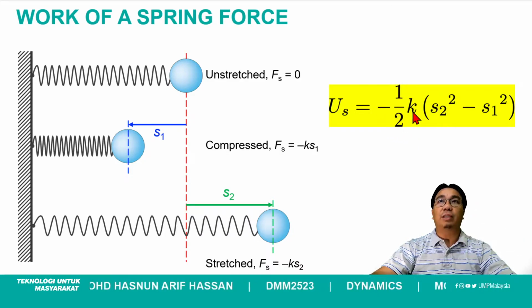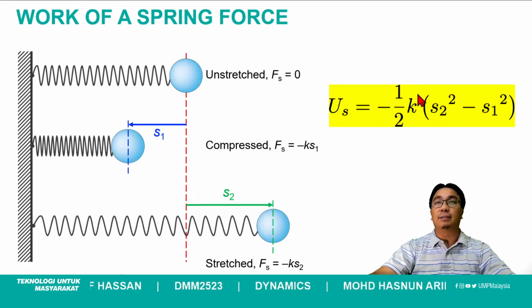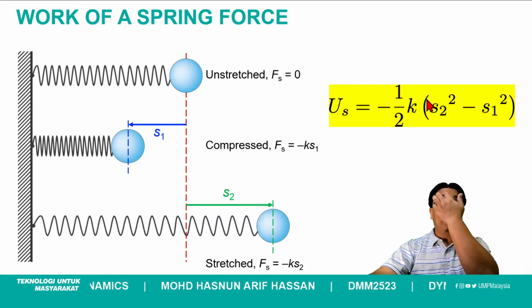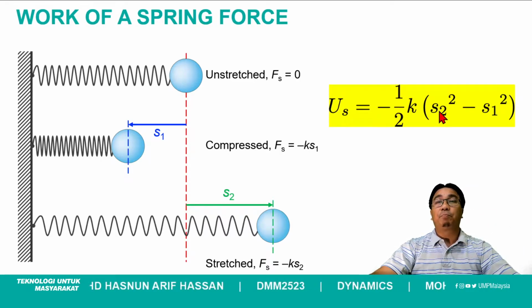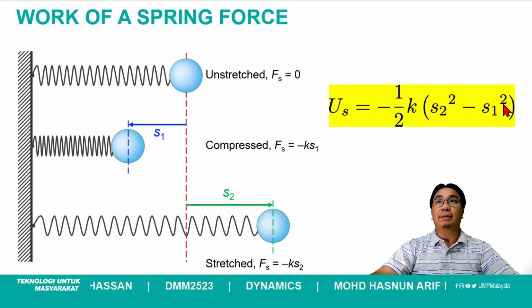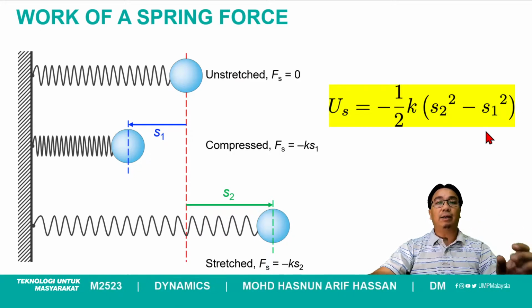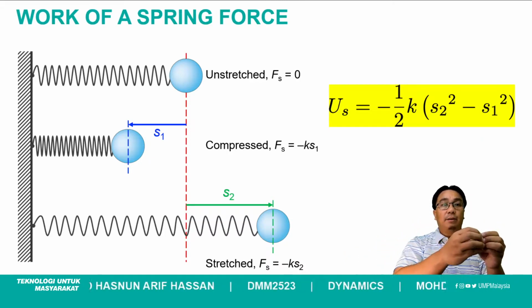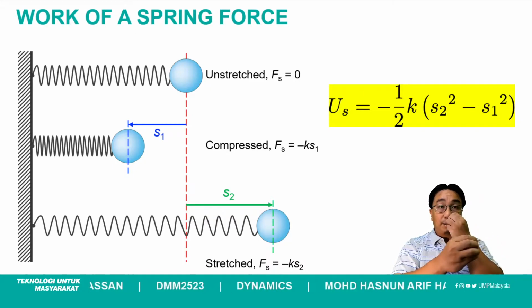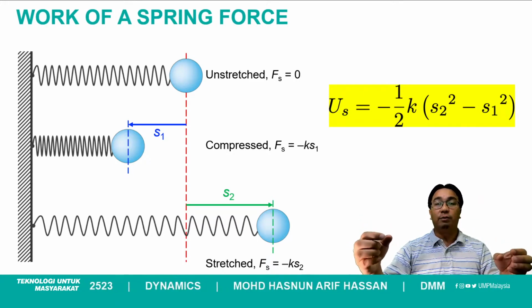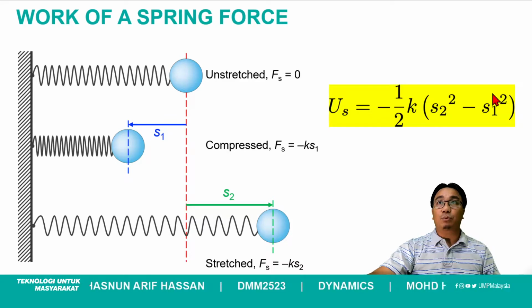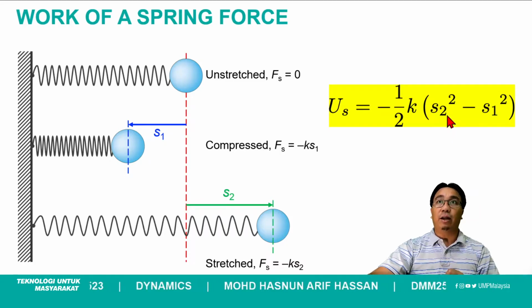Minus 1 over 2 times K. Earlier I already told you K is the spring constant. So minus half times spring constant, multiply with S2 square minus S1 square. S2 minus S1 is, let's say the spring goes from the first position, and we pull the spring to the second position. So from the first position to the second position, what is S1 at the first position and what is S2 at the second position, that you have to find out.